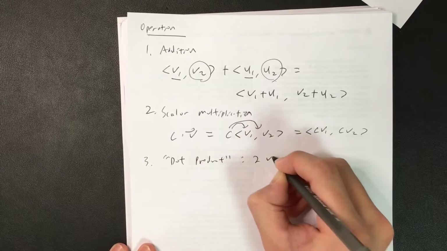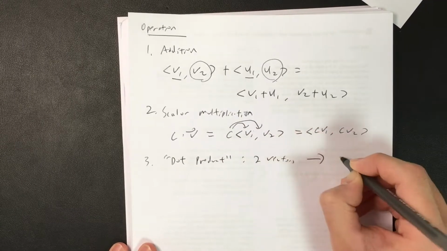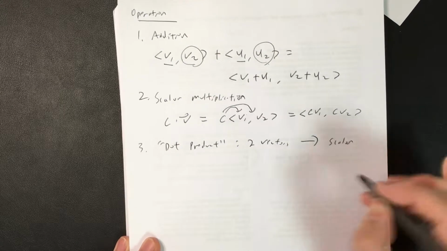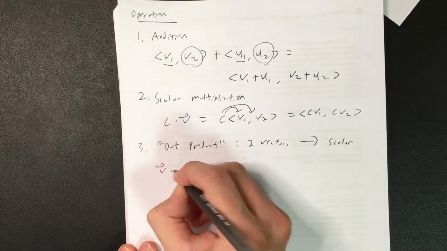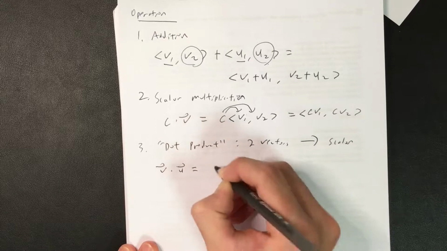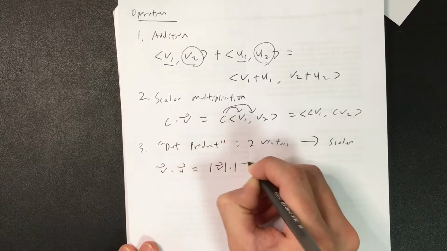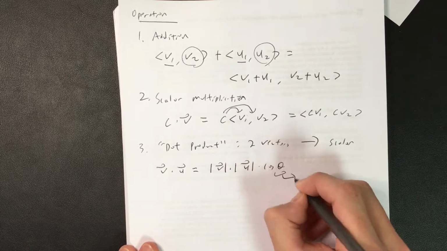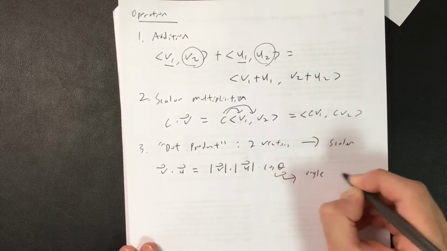And the third type is called the dot product. This takes two vectors and has a scalar output. The definition of the dot product is that vector v dotted with vector u equals the magnitude of v times the magnitude of u times cosine theta, in which theta is the angle between the two vectors.